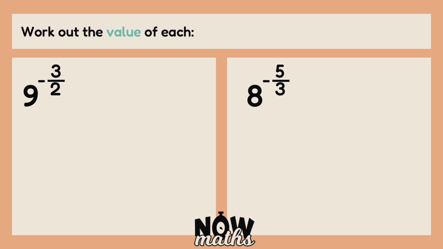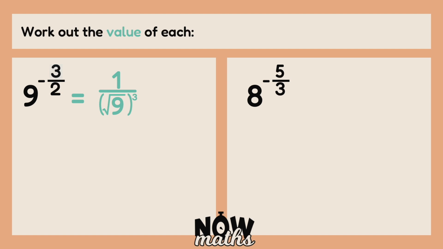So for our first question on screen, we're going to raise 9 to the power of negative 3 over 2. Just like the previous questions, because the power is negative, we're going to take the reciprocal of 9, which is 1 over 9. Then the denominator of the fraction is 2, which means we need to take the square root of 9. And this time, because the numerator is 3, that means we have to cube the square root of 9. Note we can do these 2 steps in either order, but I would usually recommend rooting first, since it's easier to root a smaller number.